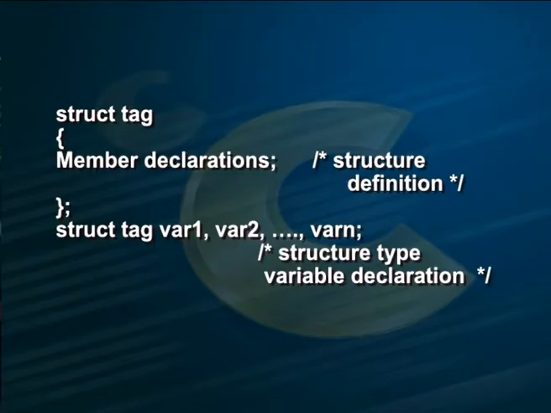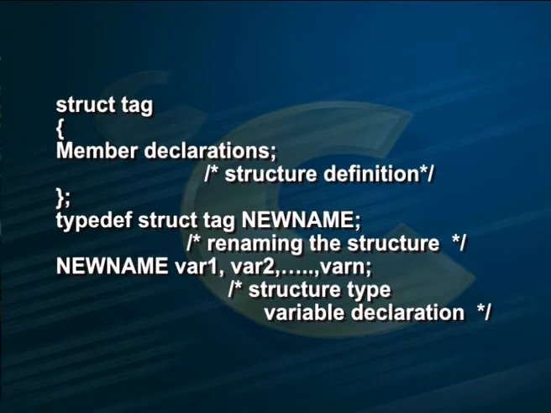There are different ways to define structure variables. The first one: struct tag { member declarations }; This is the structure definition. struct tag variable1, variable2 up to variable n. This is the structure type variable declaration. In the second type: struct tag { member declarations }; and typedef struct tag new name; This is the renaming of the structure. new name variable1, variable2 up to variable n; This is the structure type variable declaration.